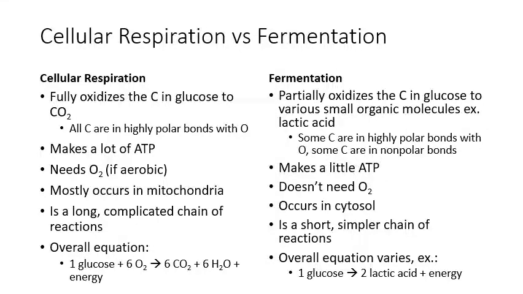And then you have your overall equations. For cellular respiration, the overall equation is 1 glucose and 6 oxygens as the reactants, and they react to form 6 carbon dioxides, 6 waters, and energy in the form of ATP. For fermentation, the overall equation is going to depend on what type of fermentation is going on, and there are a lot of different types, but the one that your own cells are able to do is the one that produces lactic acid. The equation for that is that you start with 1 glucose as a reactant, and then your products are 2 lactic acids and energy as ATP.